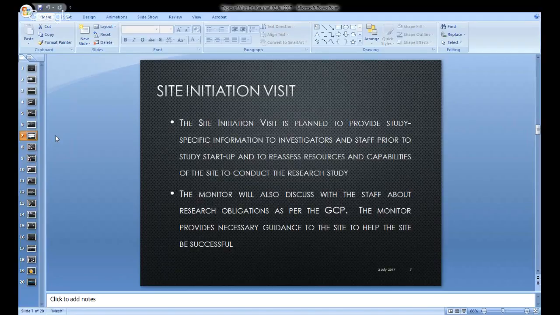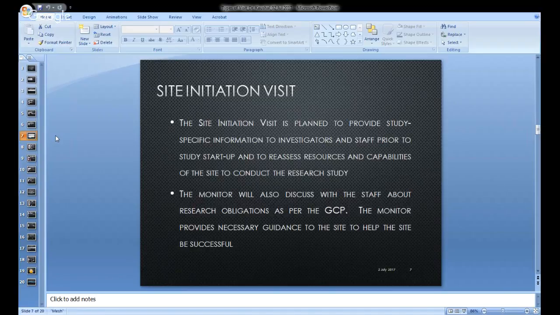So what is site initiation? The site initiation visit is planned to provide study-specific information to the investigator and staff prior to the study startup and to reassess the resources and capabilities of the site to conduct the research study. Basically, in very simple language, this is the visit where you would train the site staff, train the investigator, and reassess all the resources and capabilities that were observed, analyzed, understood, and approved during your site selection visit.